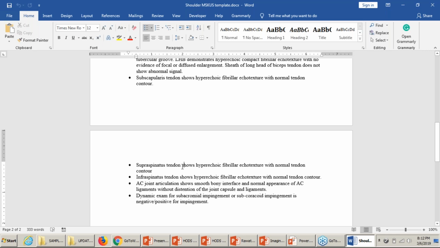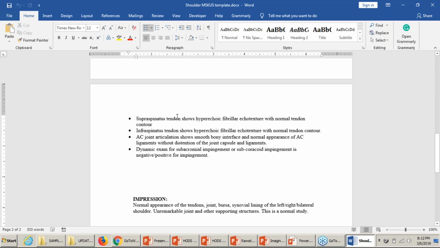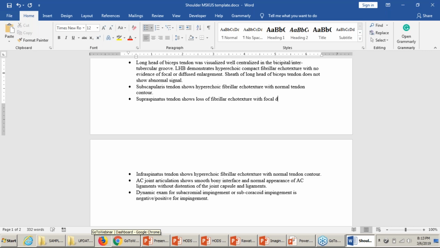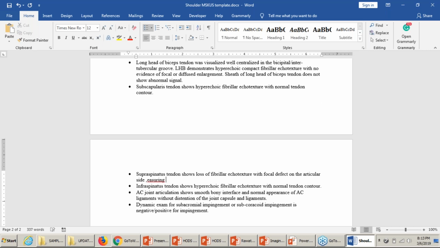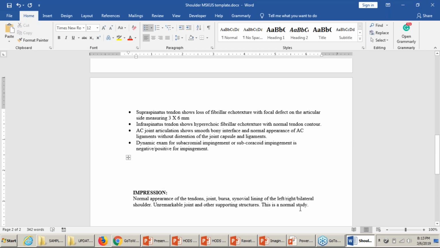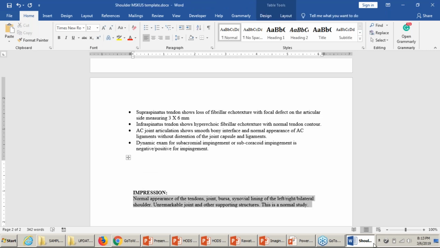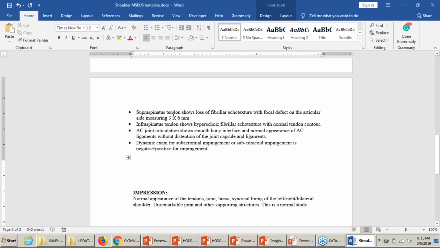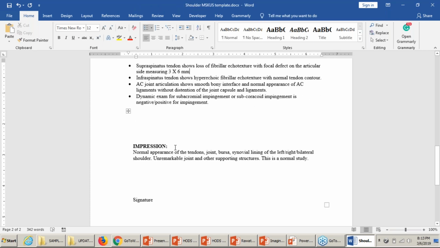And in the supraspinatus you will change the language here to say: supraspinatus tendon shows loss of fibrillar echotexture with focal defect on the articular side, measuring 3 by 6 millimeters. This is what you change in your findings, and then what Vicky said will go here under the impression. You have to change that in the findings and the impression, and it can be the similar thing also here. You can write the same thing here. So this is how you will change it.